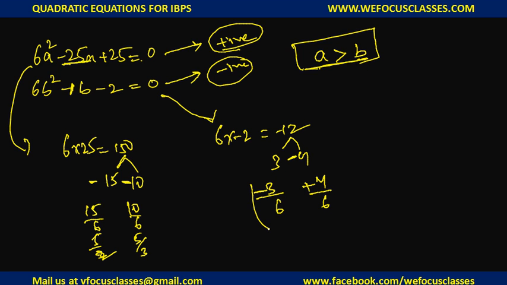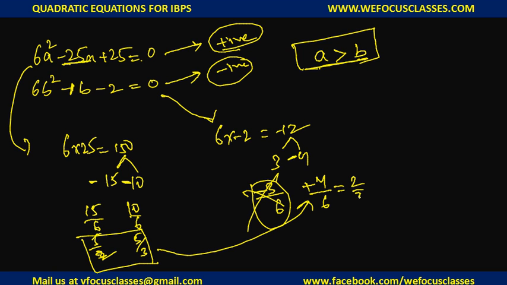So forget about this one, because we need to establish A is greater than B. It is already a lesser value as compared to A. So we need to compare the positive values only with this positive value, friends. What is this? This is 2 by 3. Now you compare 5 by 2 and 2 by 3.